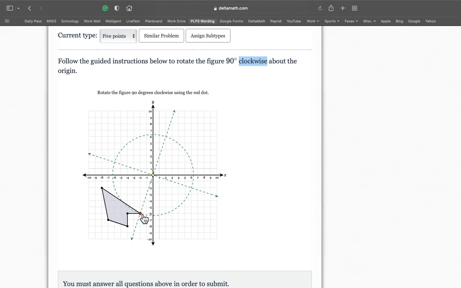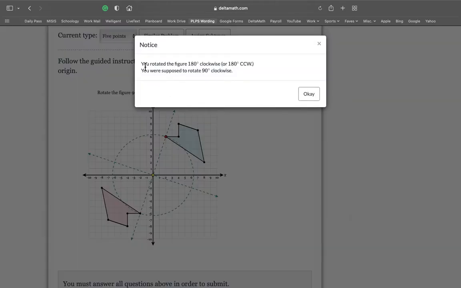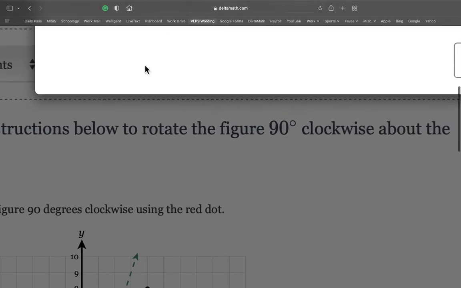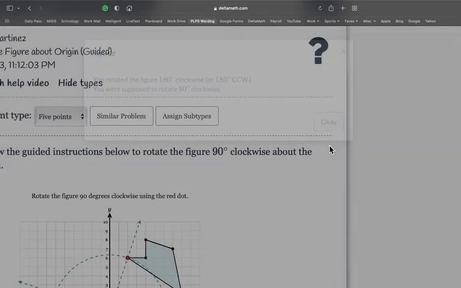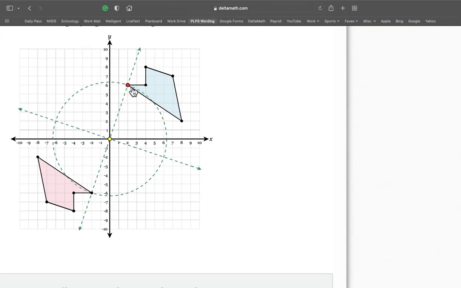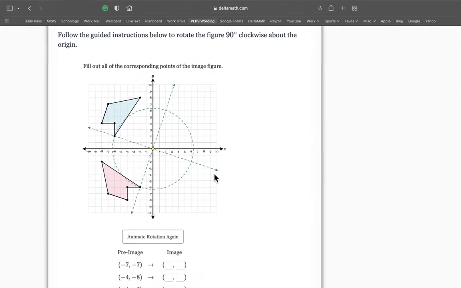Now let's just say 90 degrees is one rotation. Let's say I make a mistake. Let's say I go 2 rotations. Let's see what happens. You rotated the figure 180 degrees. I made 2 turns. You're supposed to rotate it 90 degrees clockwise. So let's go back to our original here. And let's go 1 turn. There we go. And look at that. That works.